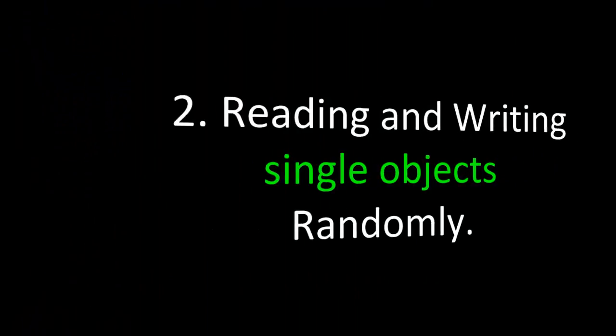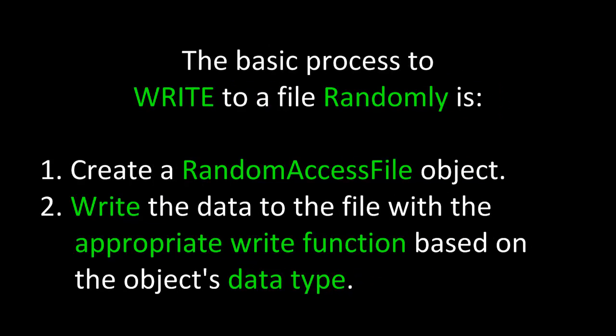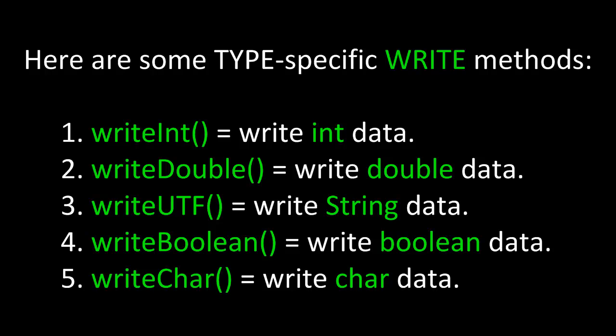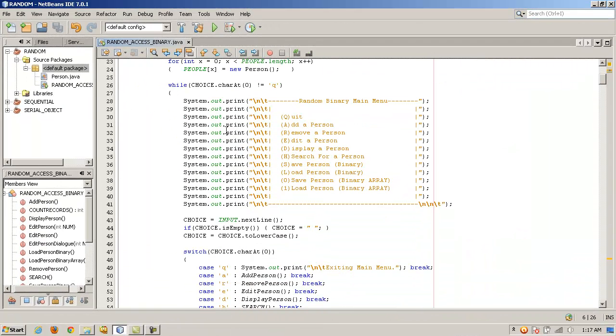Okay. Let's look at reading and writing single objects randomly. The basic process to write to a file randomly is, first, create a RandomAccessFile object. Second, write the data to the file with the appropriate write function based on the object's data type. Here are some type-specific write methods. writeInt writes integer data, writeDouble writes double data, writeUTF, or Unicode text, writes string data, writeBoolean writes boolean data, and writeChar writes character data. Once again, remember, I/O processes should always be enclosed within a try block, and for each I/O process, you should catch an IOException.